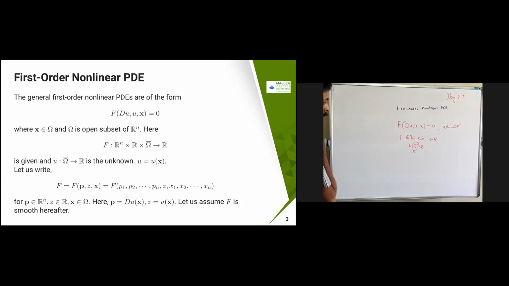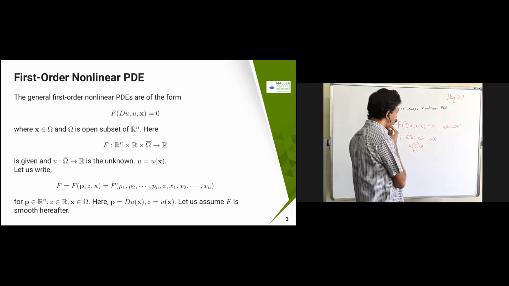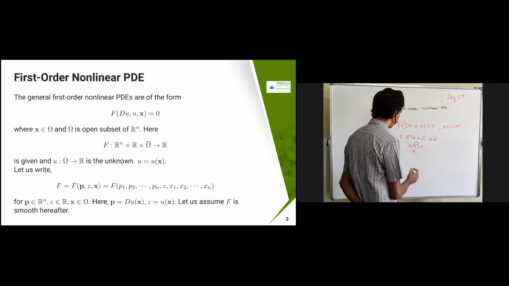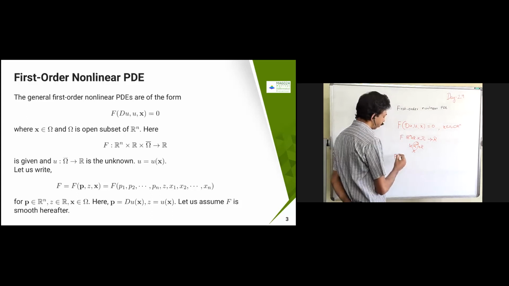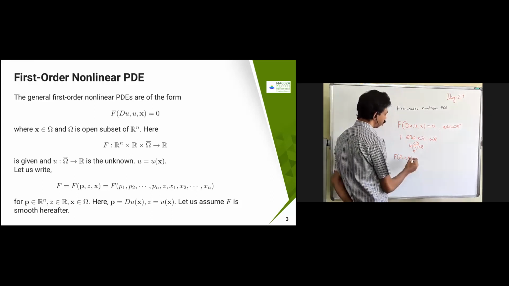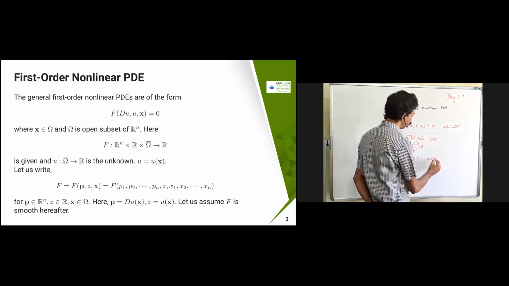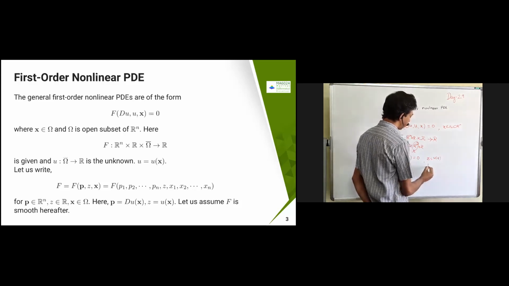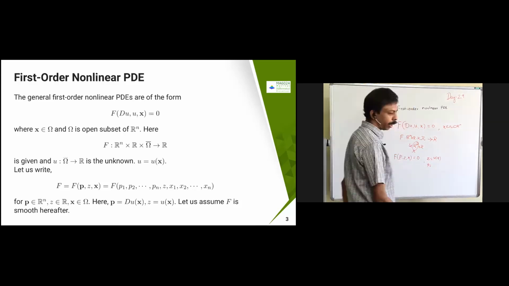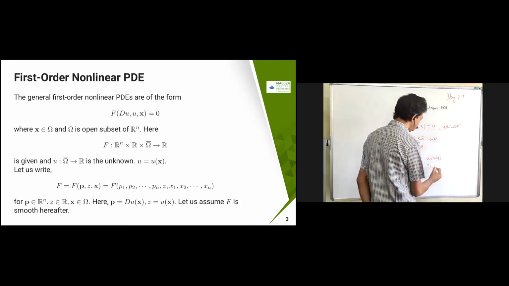Now in this lecture, we will denote Du and other things in a different way. We are going to denote F of p comma z comma x equal to 0, where z is nothing but u of x. I'm going to denote z equal to u of x, and p is nothing but Du. So p is going to be Du; p1, p2, etc. will come.